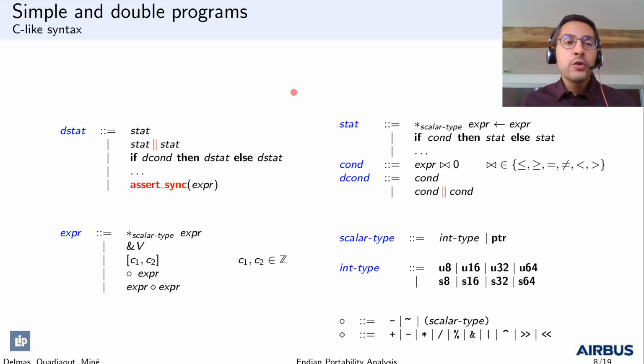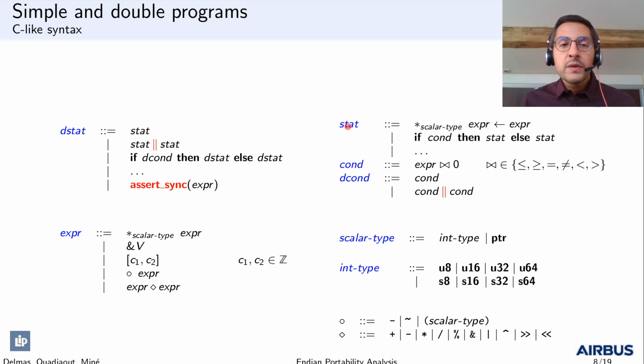As we may have two versions of the same programs, we deal with so-called double programs, which are composed of double statements. Double statements can be simple statements shared by both program versions, or pairs of such statements. The parallel sign here denotes syntactic difference, such as differences introduced by conditional inclusion directives. Note that even when both versions share the same statement, the semantics might be different, as assignments, for instance, might write to memory in a different way.